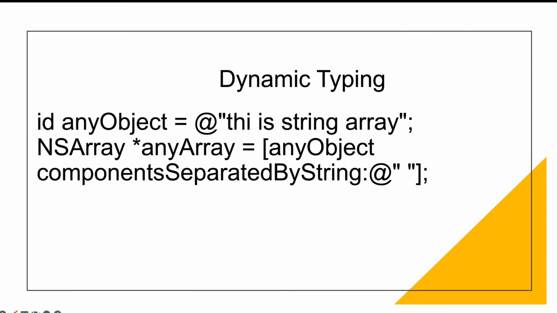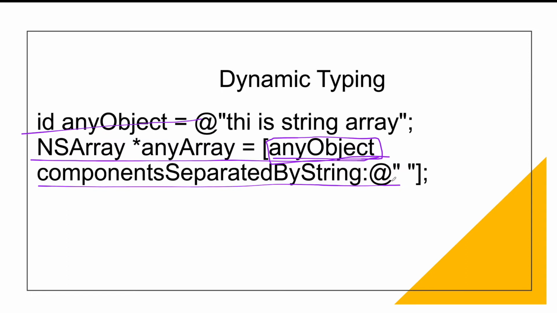It will execute this line first, then this line will be executed. At this time the compiler knows that the information stored in this any object is a string. So it processes as per the string keywords, the string components separated by a space. So it will create an NSArray of 1, 2, 3, 4. So this is dynamic typing. It's completely related to your data type, what data type is incoming at the time of execution or running your application. This is dynamic typing.